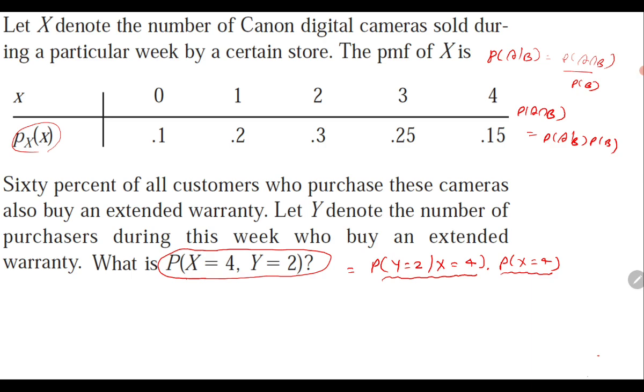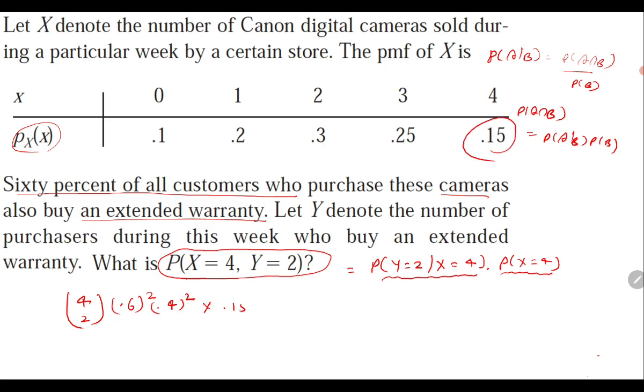Now if you see here, what does it say? It says that 4 customers buy cameras, and out of these 4, 2 buy an extended warranty. It means it is a binomial distribution with 4 trials and 2 successes. So this becomes 4C2. Now what is its probability? It says 60% of customers who buy these cameras buy an extended warranty. So the probability is 0.6 raised to the power 2, 0.4 raised to the power 2, and multiplied by probability of x equal to 4, which is 0.15. So this gives you the required answer.